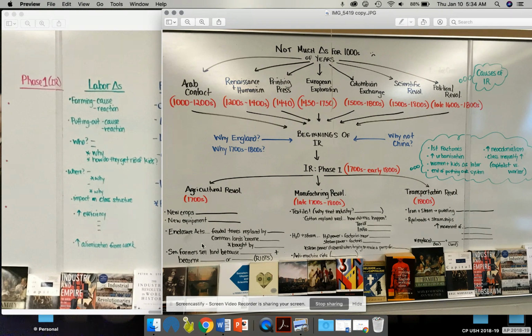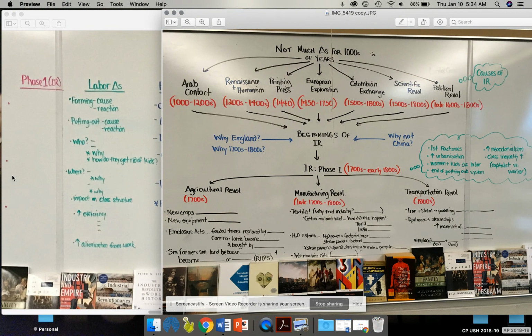So notice how from the very beginning with the agricultural revolution, it's not just economics that's changing, it's also geography, and it's the social fabric of England. So many things are changing from the very beginning.